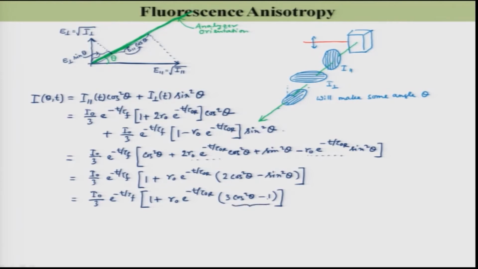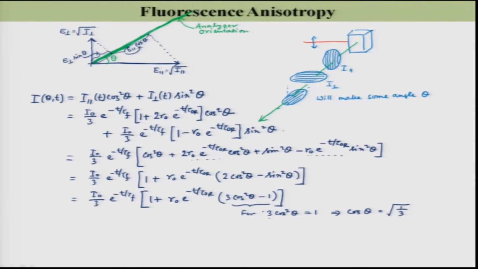Now, you see, for a certain value of theta, this 3 cosine square theta minus 1 could be 0, right. If so, what will happen? This is 0. Okay, let me write it for 3 cosine square theta equal to 1, right. I can write here cos theta is equal to root over 1 upon 3.